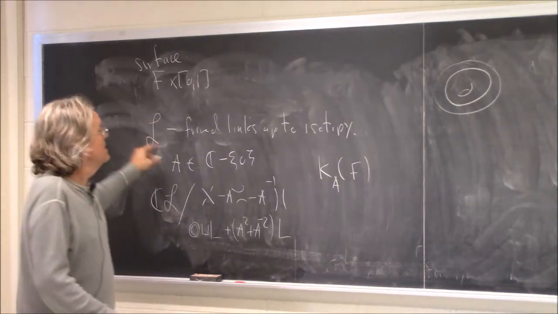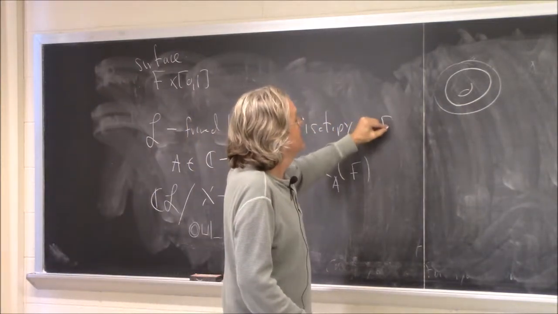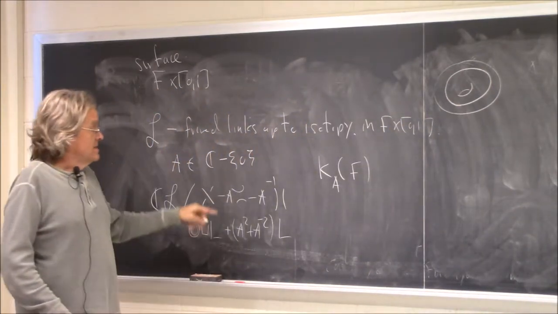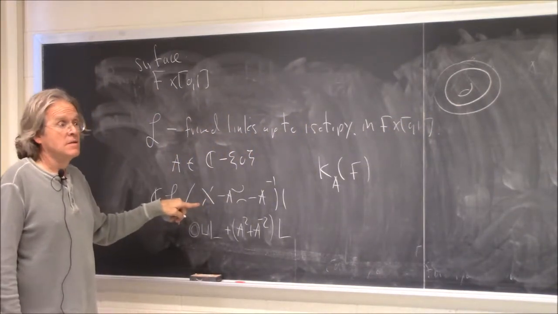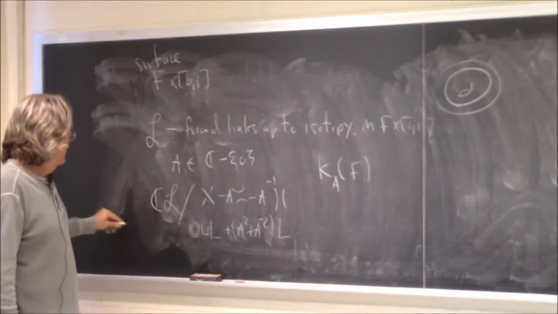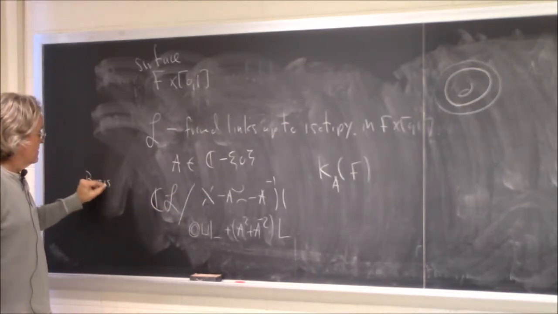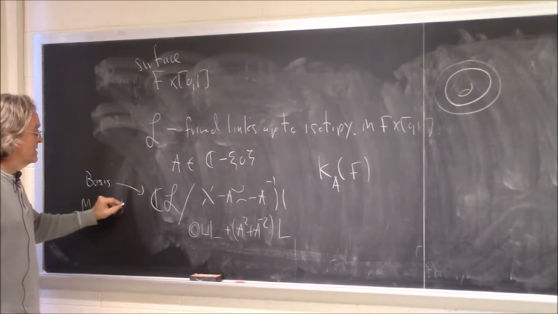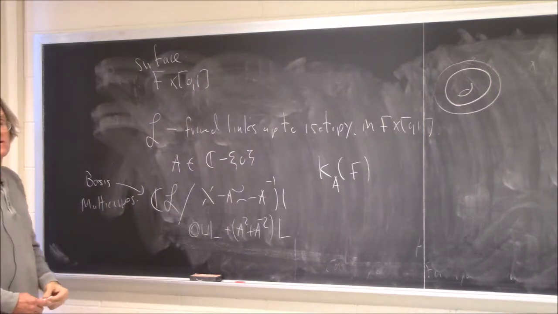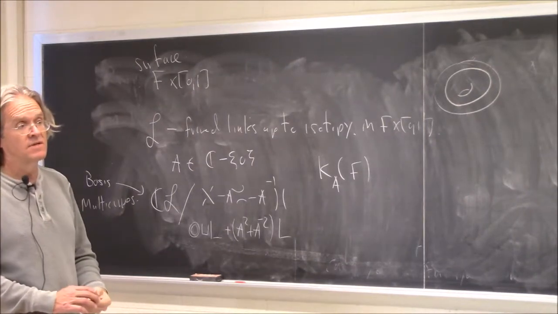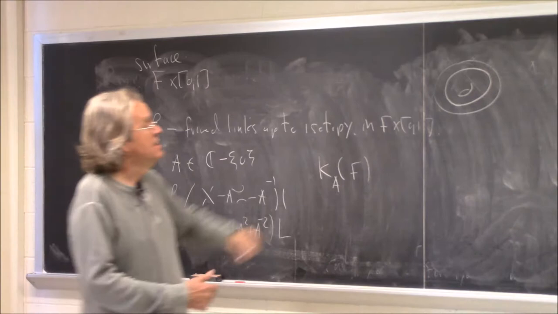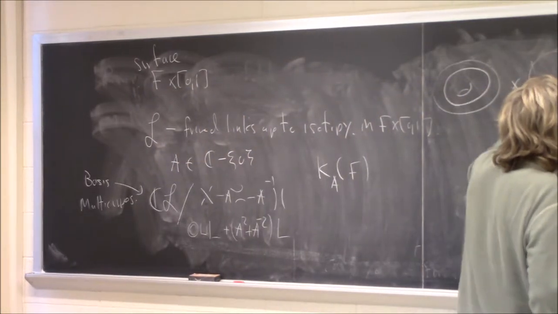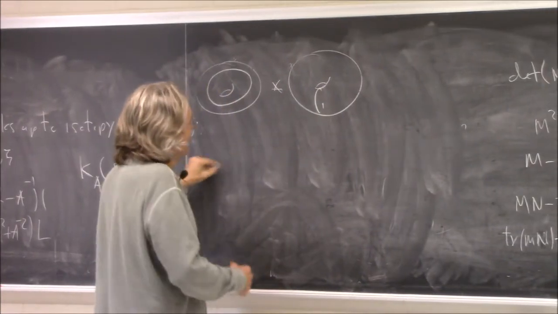These are the framed links up to isotopy in F cross [0,1], which, since I can resolve crossings, okay, this has basis of this guy is all multi-curves. So what this is, is an algebra on the multi-curves on a surface. That's what it really is. So you take two multi-curves, like here's a torus, there's a multi-curve. You multiply it by another curve, you put the one on the left on top.